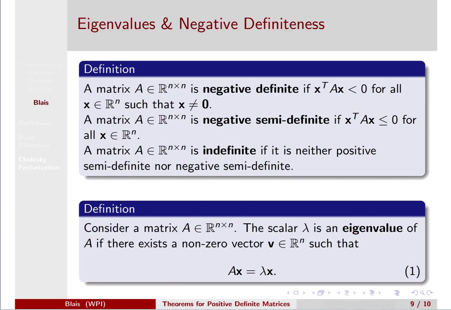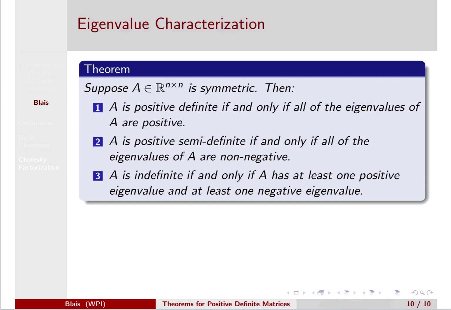Eigen comes from German for characteristic. So we call this a characteristic value of A. And these are very important values for a matrix A. And one of the ways we see this is in the next very elegant theorem to help characterize symmetric positive definite matrices. So suppose we have A in R^(n by n), symmetric. Then A is positive definite if and only if all of its eigenvalues are positive.